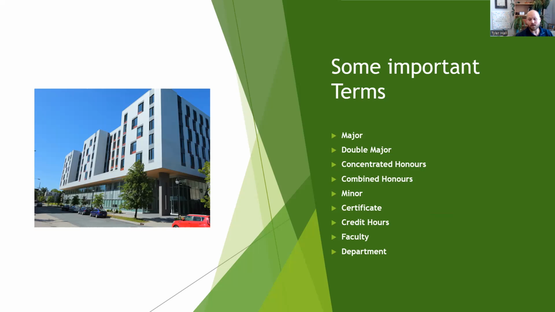Faculty is the faculty where your program is housed. So that could be the Faculty of Science, the Faculty of Arts, the Faculty of Computer Science. And then departments live within faculties. So the Department of Biology lives in the Faculty of Science. The Department of French lives in the Faculty of Arts and Social Sciences.